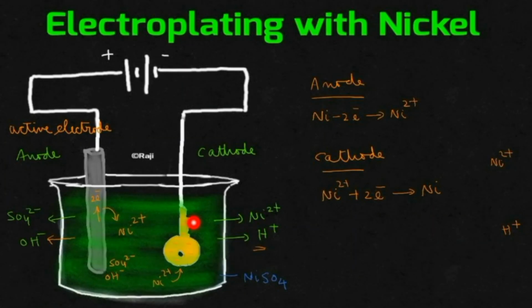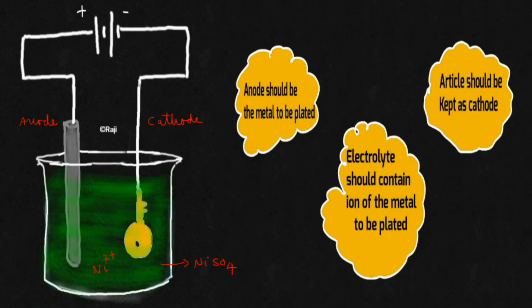The key will be electroplated with grey metal nickel. And what will happen to the nickel anode? You can say that it will be diminished in size. What is the reason? Because nickel metal from the anode is coming into the solution as Ni2+ ion. As a result, the anode will become thinner and thinner. Clear? So while carrying out the process of electrolysis, we will have to remember certain points.